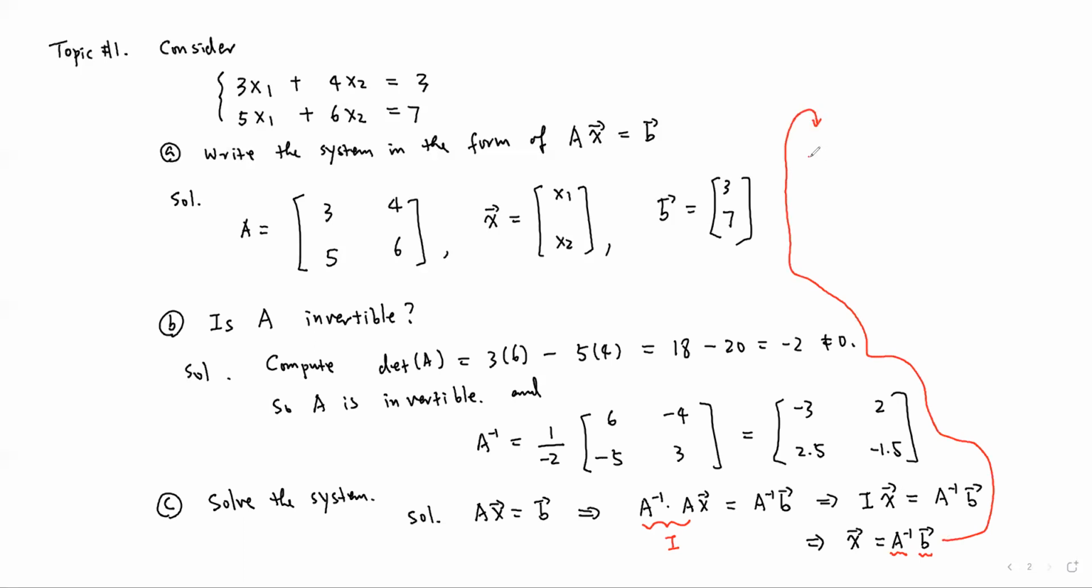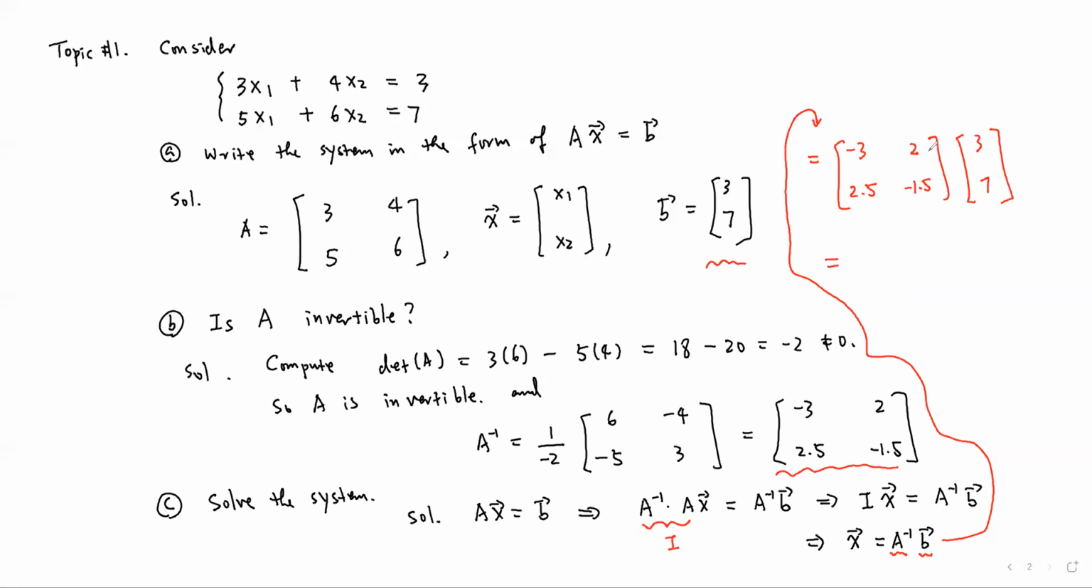So X is equal to A inverse, and this matrix is A inverse: -3, 2, 2.5, -1.5. Times B, this vector, 3, 7. A matrix times a vector is a vector. 2 by 2 times 2 by 1, the result is 2 by 1.